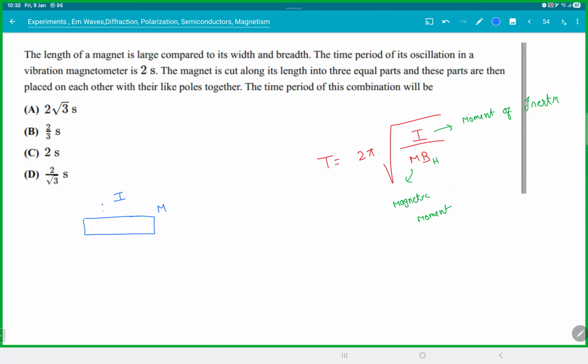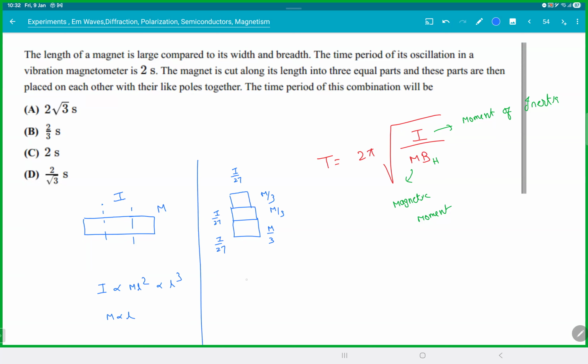When you cut them into 3 pieces, the magnetic moment becomes M by 3, M by 3, and M by 3. So technically, magnetic moment didn't change, but you messed up the moment of inertia. What happens to the moment of inertia? We know moment of inertia I is proportional to ml square. Mass is proportional to L, so this is proportional to L cube. So when the length becomes 1/3, the moment of inertia becomes I by 27, I by 27, I by 27.